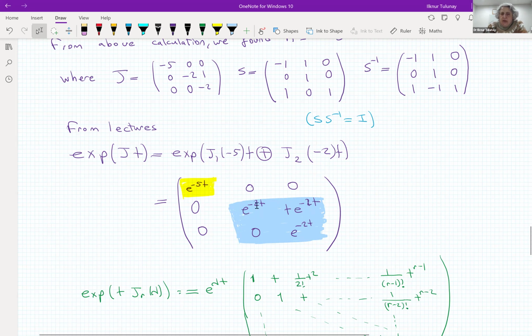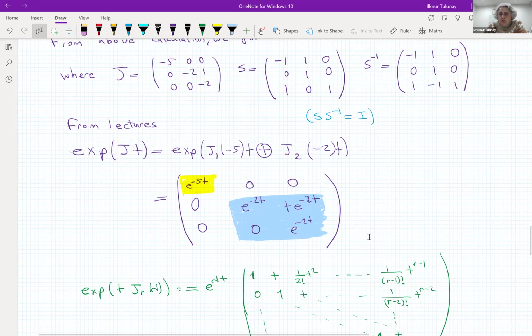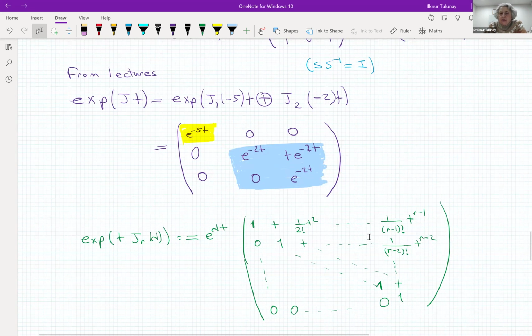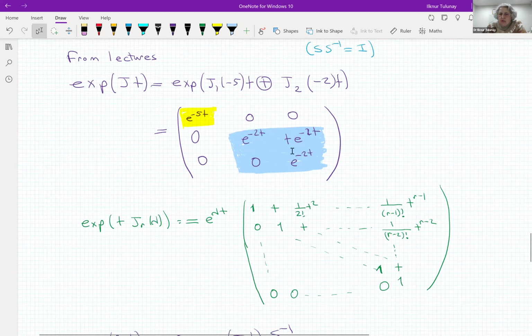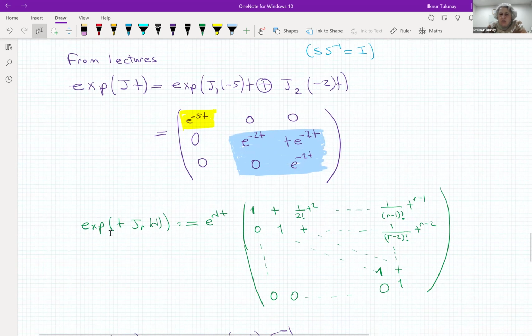This is e to the minus 2t, and we have t here. And this is just a formula. So I'm just plugging in this formula. The derivation of this formula you can find in your lecture notes or other books, whatever the reference is. The general structure for the Jordan block, e to the J_r(lambda) t, is given by this formula. This is the general form.